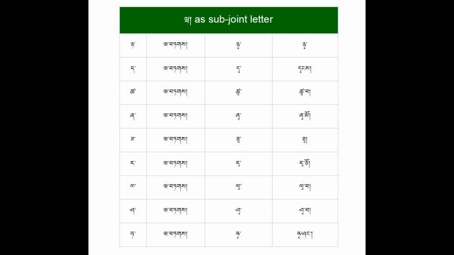So these are the 12 cases of consonants where we use wa as a subjoined letter. Ka, kha, nya, ta, ca, sha, sa, ra, la, sha, ha. So these are the 12 consonants with which we use the watak, wa, as a subjoined letter.